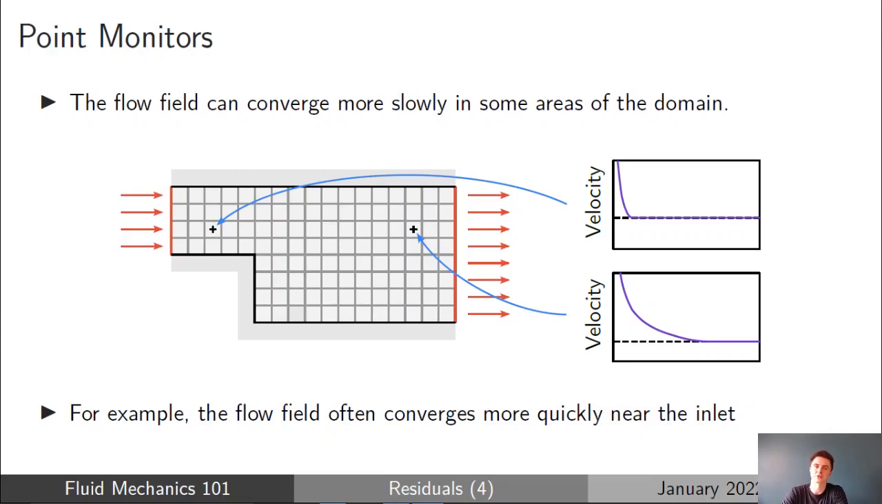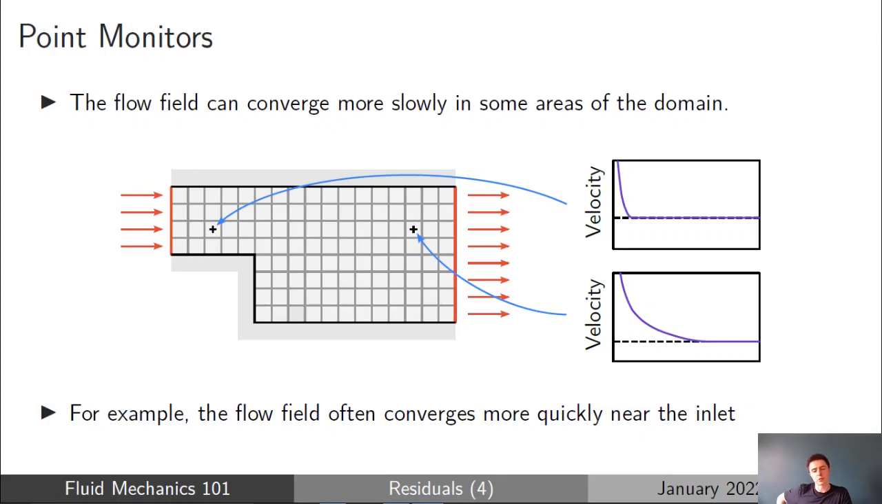And the reason for this, of course, is that information, or the effect of the boundary, is propagating through the domain from the inlet to the outlet. And so the velocity near the inlet actually tends to converge very quickly, whereas that same monitor, if you placed it near the outlet, often takes many more iterations to converge.